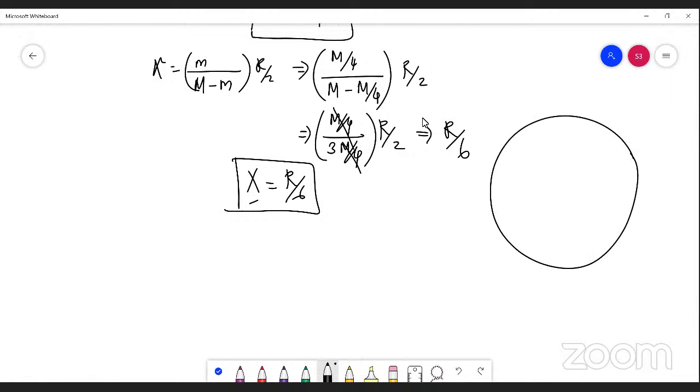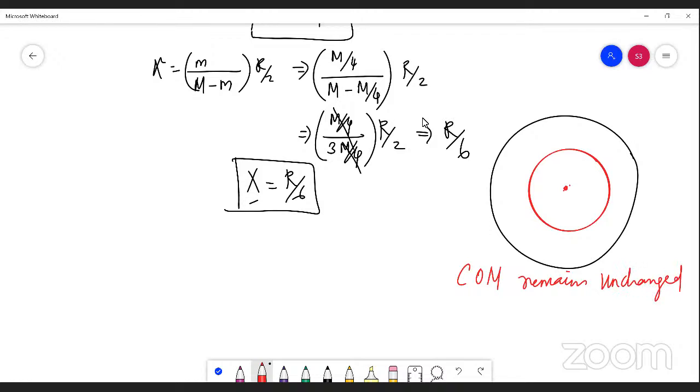If this is the entire disk, what happens if it is cut exactly at the center? So at the center, if you cut it exactly at the center, what will happen to the center of mass? So the answer is: the center of mass remains unchanged.